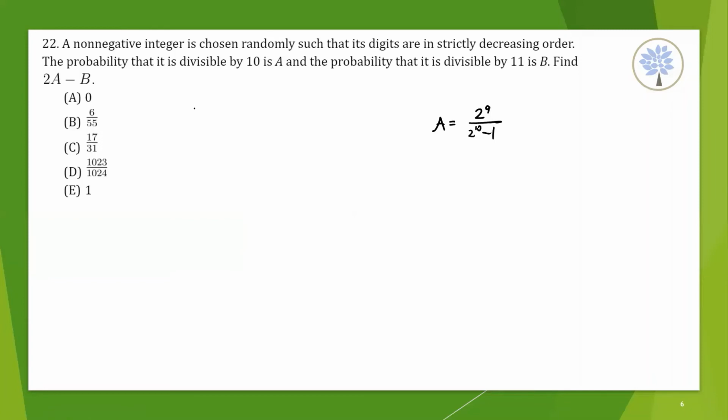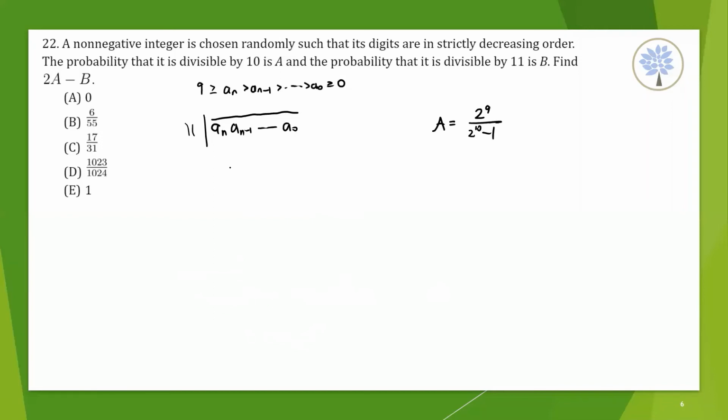Let's consider a non-negative integer whose digits are in strictly decreasing order. Let's call the digits A_n through A_0. This number is divisible by 11. Well, let's first assume that A_n is greater than A_{n-1}, and so on and so forth until A_0, which is greater than or equal to 0, and this one is less than or equal to 9.